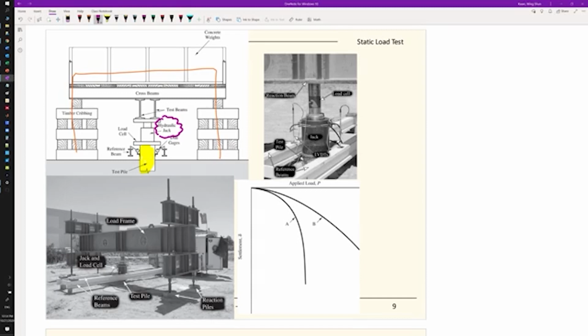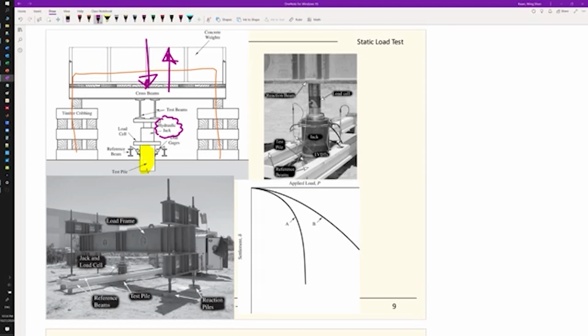So you could provide the power to the jack, which allows you to provide the power to load the test pile until you fail. Either you can do a compression or a tension loading, depending on your design, the site conditions, and what you want to look at.